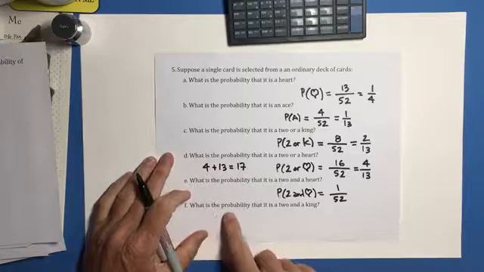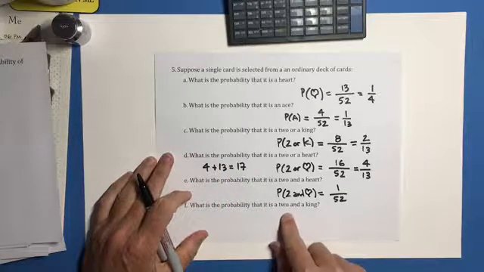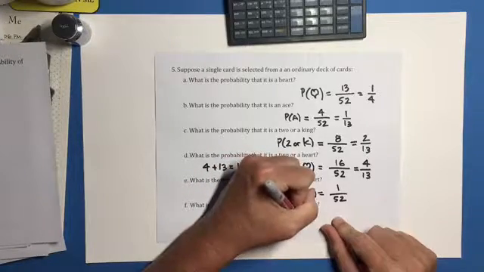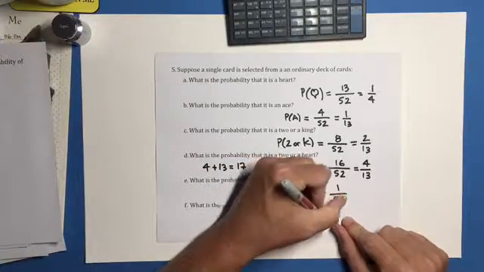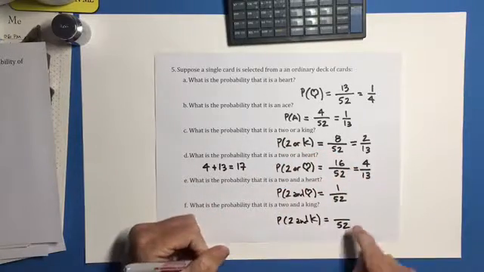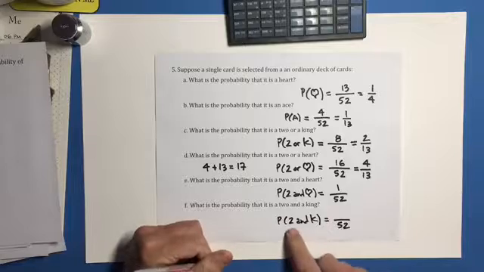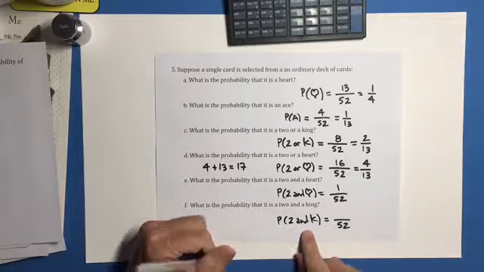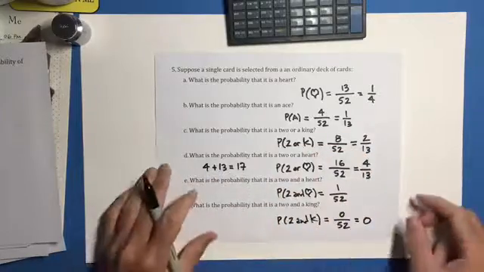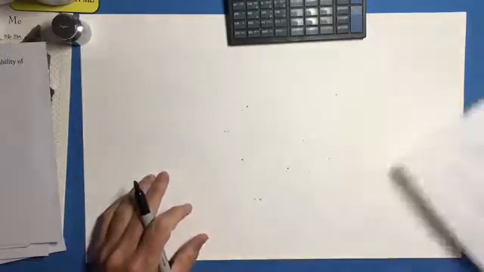Okay. What is the probability that it is a 2 and a king? So the probability that it is a 2 and a king. Still 52 ways to draw from a deck of cards, but last time I checked, there was no card in the deck that is both a 2 and a king. So it's 0 out of 52, or simply 0. And there you go.